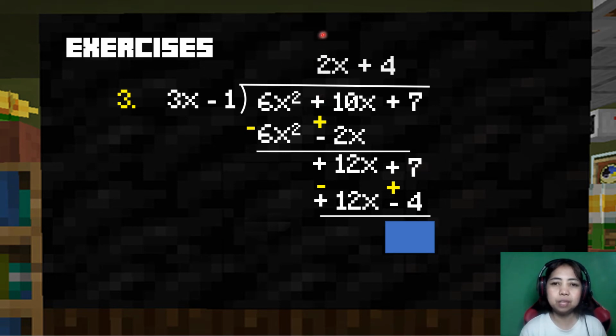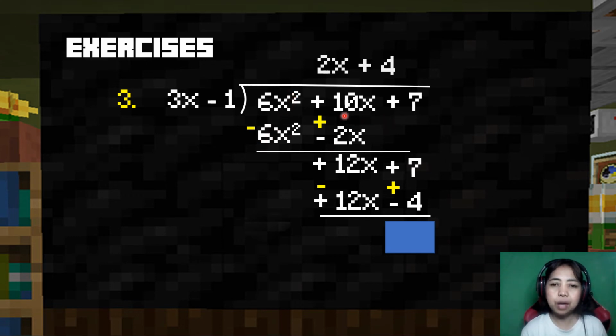Ayan. And then, we multiply. Check na natin yung iba. 2x times 3x, that's 6x squared. And 2x times negative 1 is negative 2x. And then, we subtract and bring down. Don't forget to change the sign. So, negative, and this will become positive. Cancel na to.